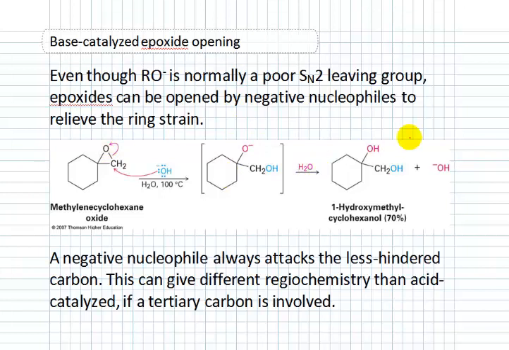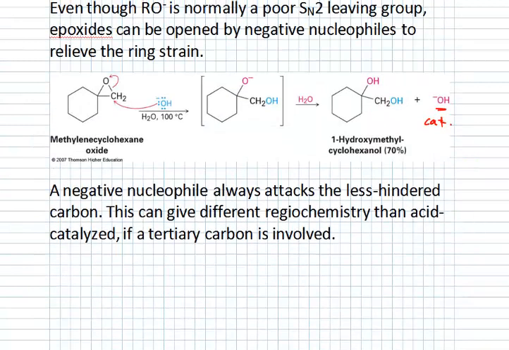need is just some water to protonate that. Okay? And that will regenerate our hydroxide as a catalyst. So that's a base catalyzed epoxide opening, always to the less hindered carbon. Because the acid-catalyzed epoxide opening could open by the more hindered, more stable carbocation, that gives us some contrast here.